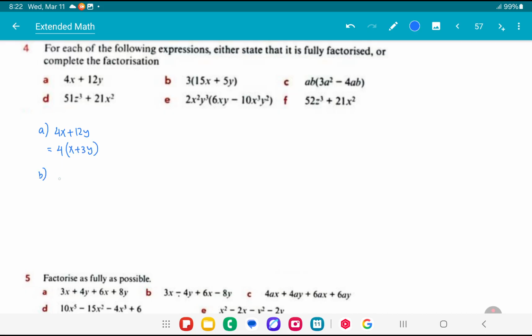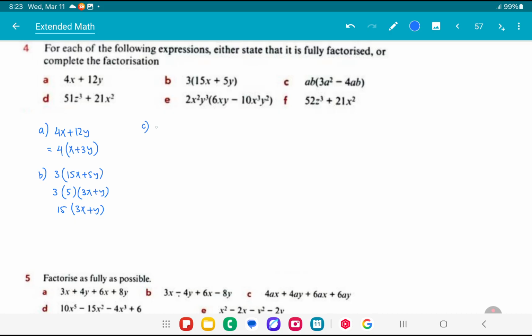For question B, 3 multiplied by 15x plus 5y, we got 3 multiplied by, bottom, we can divide by 5. We got 3x plus y, and we simplify by 15 multiplied by (3x plus y).